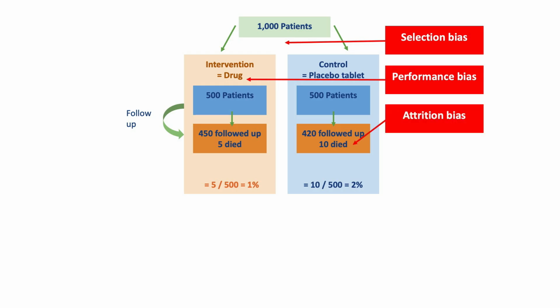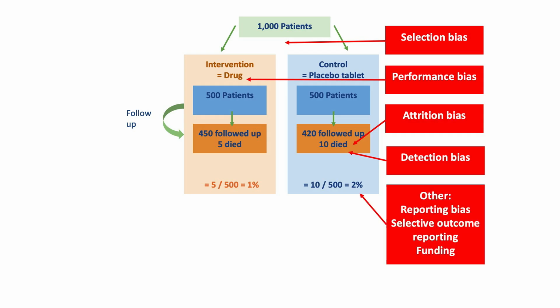If there's a significant amount of loss to follow-up in the intervention group, there could be some sort of harm from the intervention. That would be called attrition bias. If the outcomes weren't blinded, that could be something called detection bias. And there can be multiple other sources of bias in randomized trials, such as reporting bias, selective outcome reporting, and also funding issues, which could raise issues with conflicts of interest. So now we've appraised whether or not the study is valid.